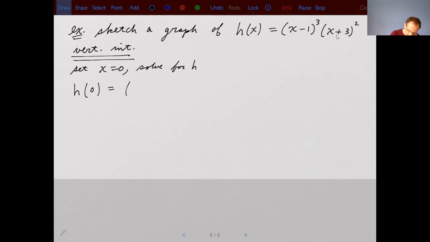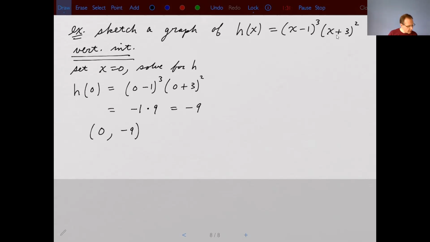So let's see, this is going to be 0 minus 1 cubed times 0 plus 3 squared. So this is equal to, let's see, negative 1 cubed is negative 1 times negative 1 times negative 1. So that's going to be a negative 1 times, and then 3 squared is 9. So it looks like it's equal to negative 9. So the point 0, negative 9 is going to be my vertical intercept. Right? That's where it's going to cross the vertical axis, or in this case, the h-axis.